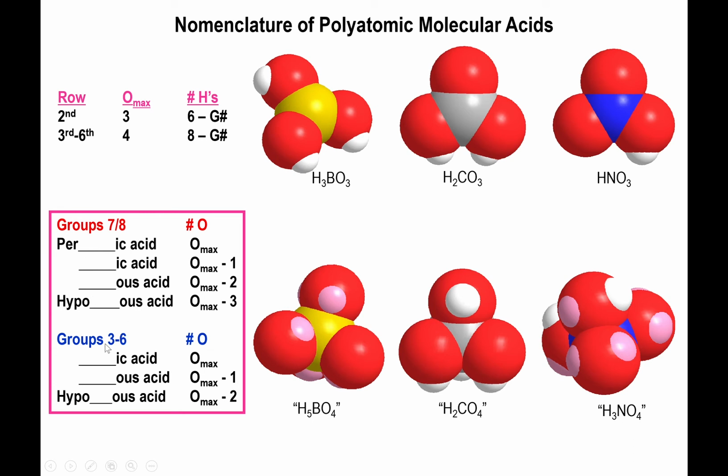Now, if the central element is actually from groups 3 to 6, then you will not start with per-ic acid. In fact, you don't even have per-ic acid in the name right here. You start directly with -ic acid, and then you work your way down to hypo-ous acid, but the logic is still the same. The first row in the naming corresponds to the maximum number of oxygens, and then you just go down the list in terms of the number of oxygens that your compound may have. So depending on how many oxygens your compound actually has, you're going to be naming it in a very specific way.